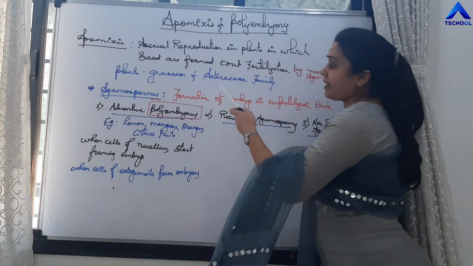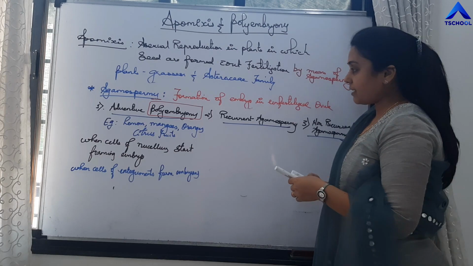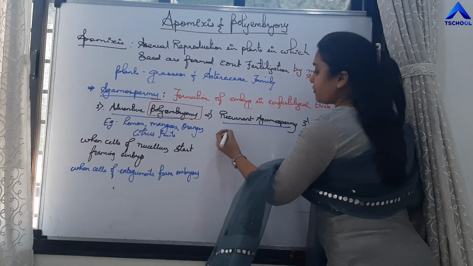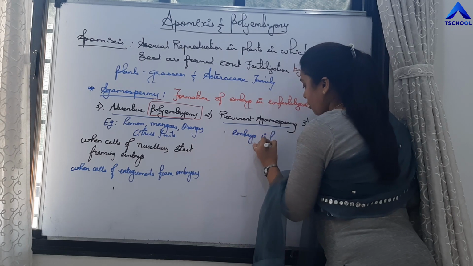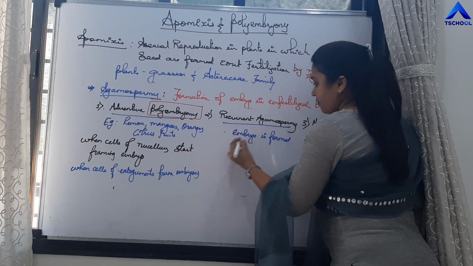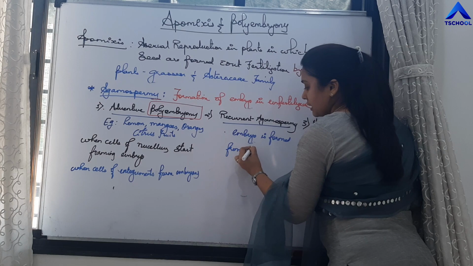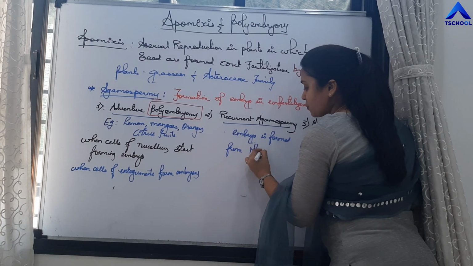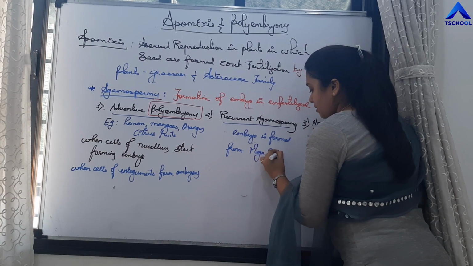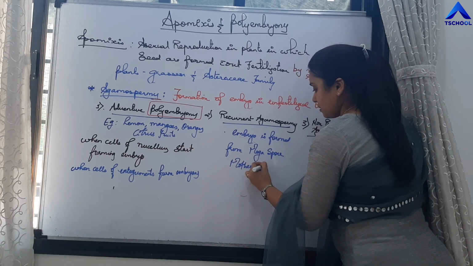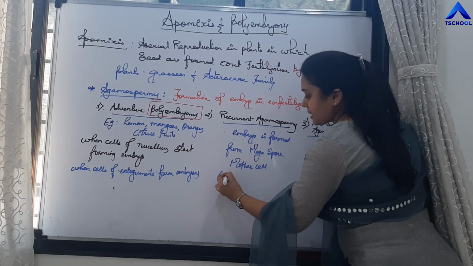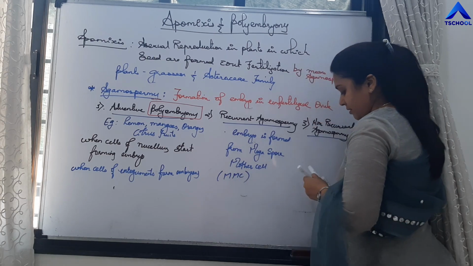Second type of agamospermy is recurrent agamospermy, in which embryo is formed from a diploid megaspore mother cell. Right? That is MMC, megaspore mother cell.